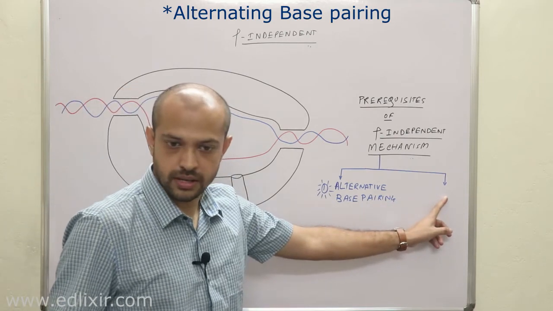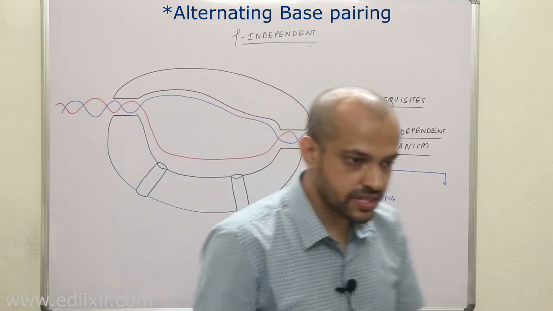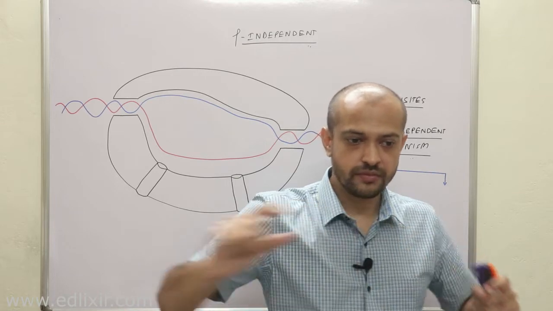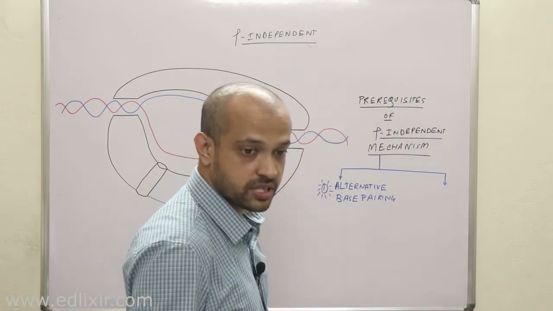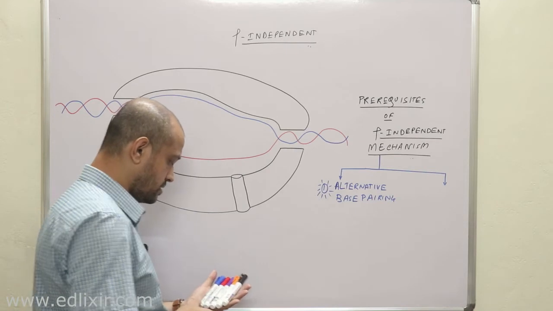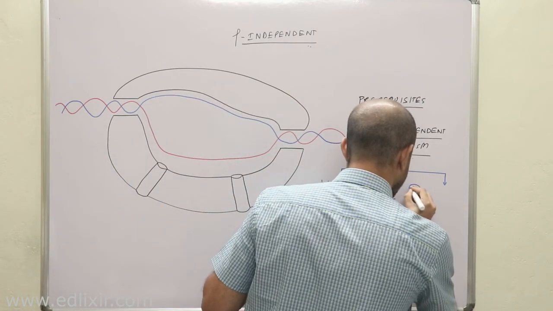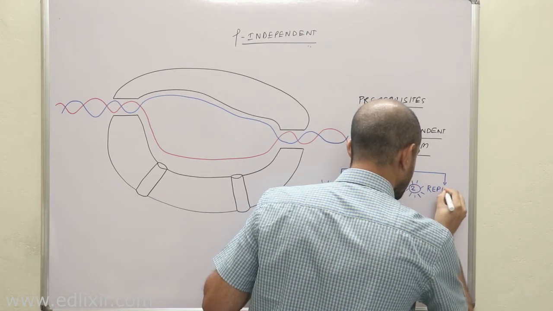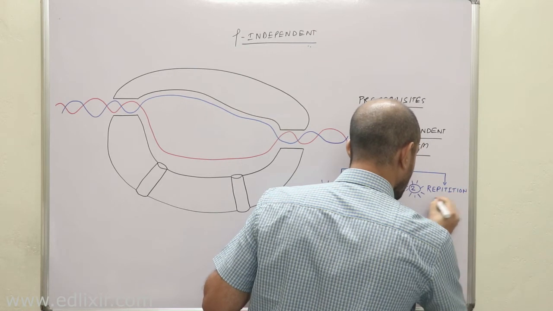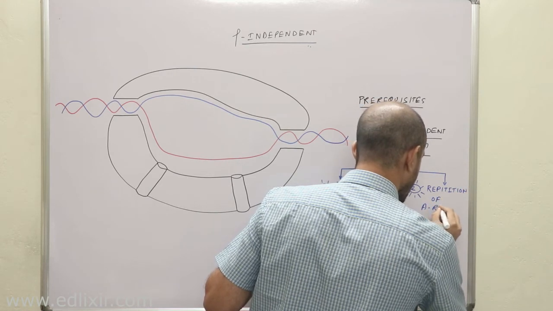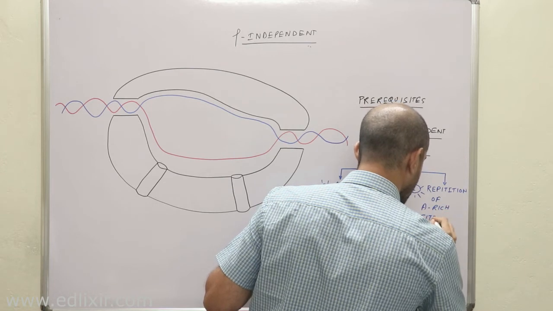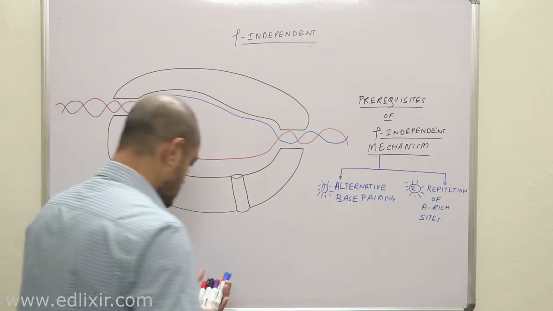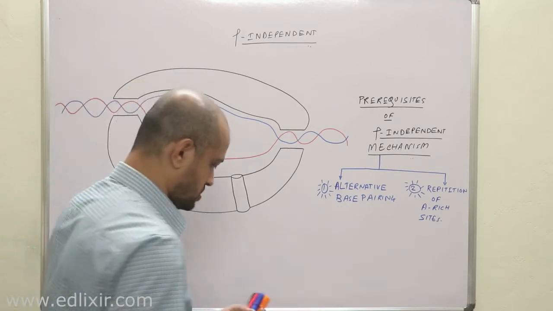And the second one is the presence of repetition of A-rich sites in the upstream of DNA. The second point is repetition of A-rich sites upstream to the alternative base pairing. Now listen, what is this?